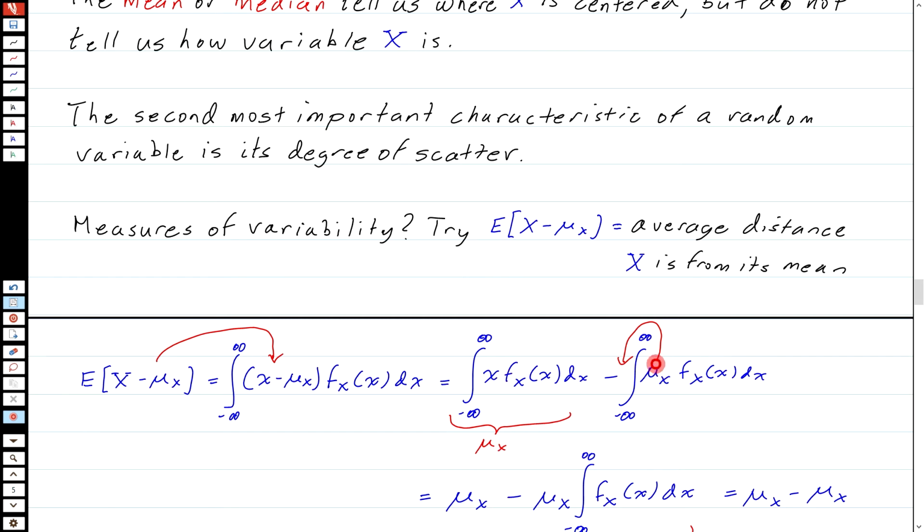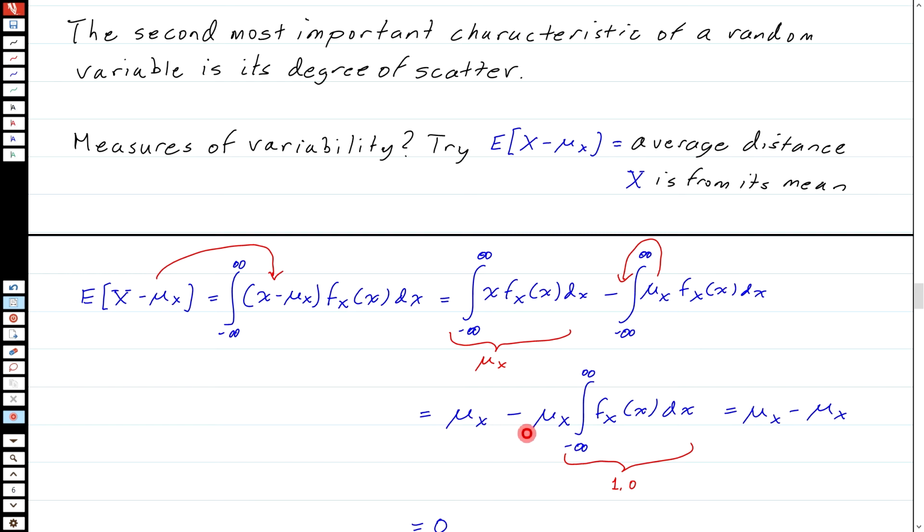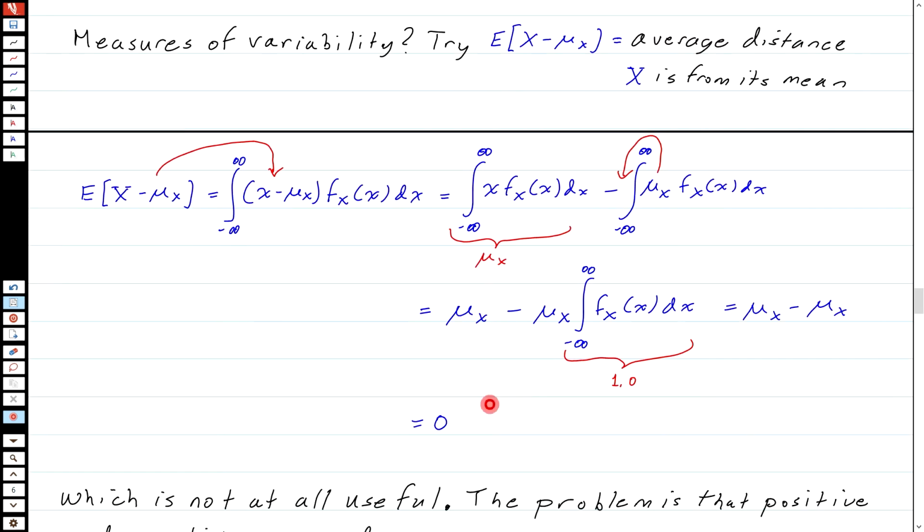The second part, this mu of x is a constant, so I can bring it outside in front of the integral. And then I'm left with mu of x minus mu of x times the integral from minus infinity to infinity of f of x dx. And we know this is just equal to 1. So I end up with the expected value of x minus its mean is just mu of x minus mu of x, which of course is just 0. So this is not a useful measure of variability because it boils down to being 0.